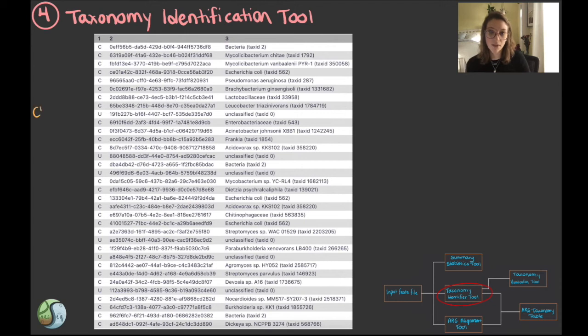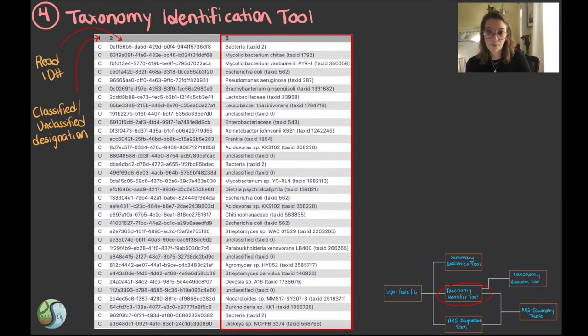The first column, listing either C or U, tells us whether the taxonomy was classified or unclassified, i.e., whether the program was able to match the sequence to a known organism represented in the database. You can see circled in red the species ID. Some just say bacteria because it is as specific as the bioinformatics program could get, but others read Pseudomonas aeruginosa or Escherichia coli, all different types of bacteria identified by their genus and species names.